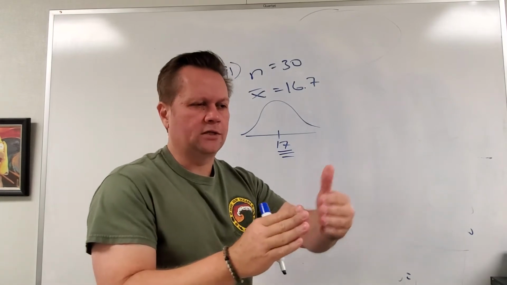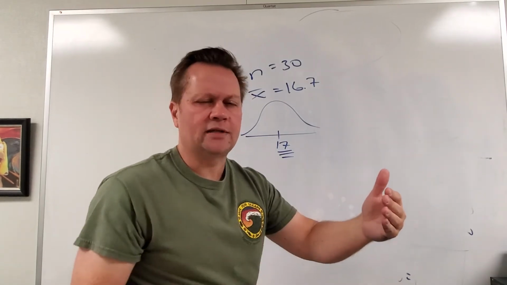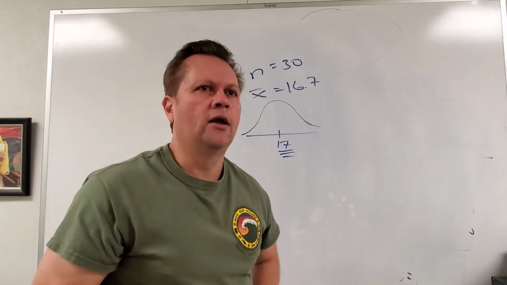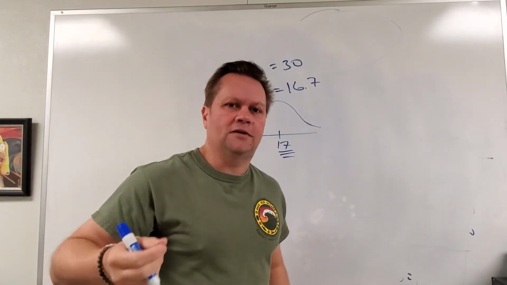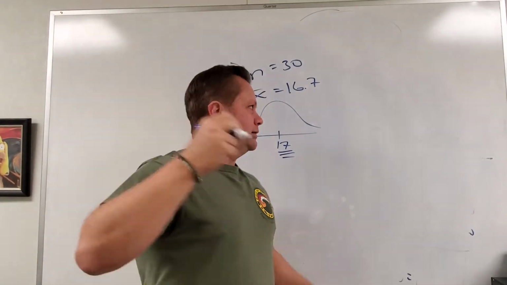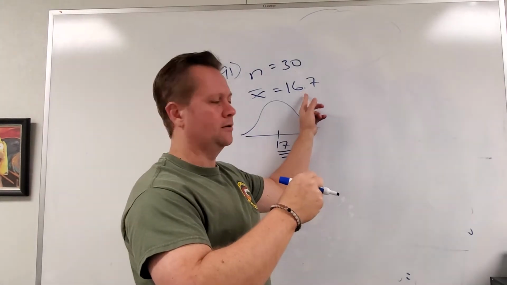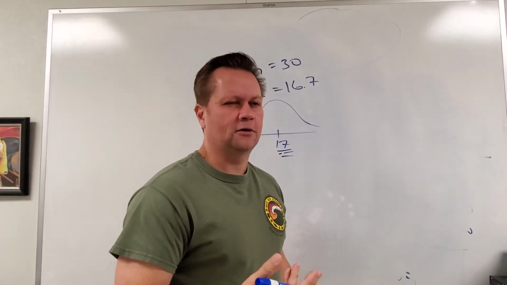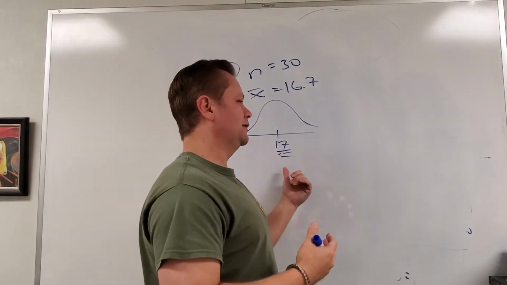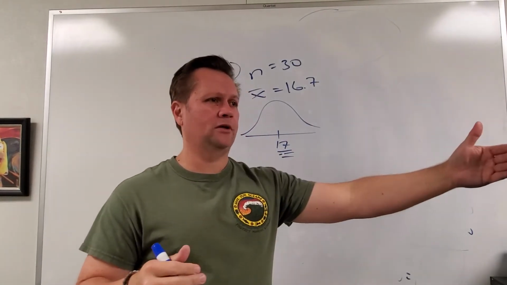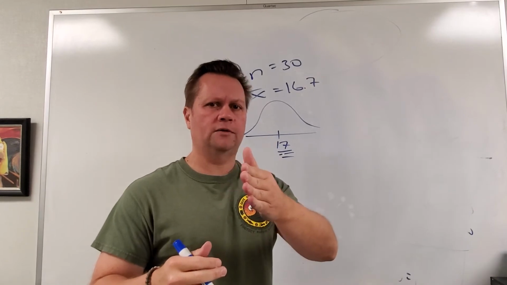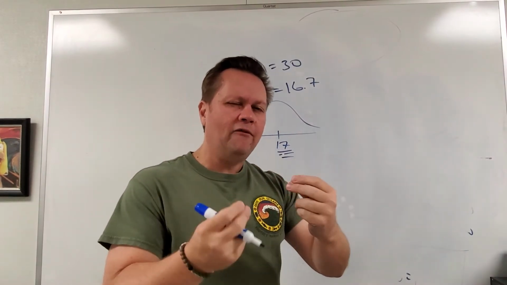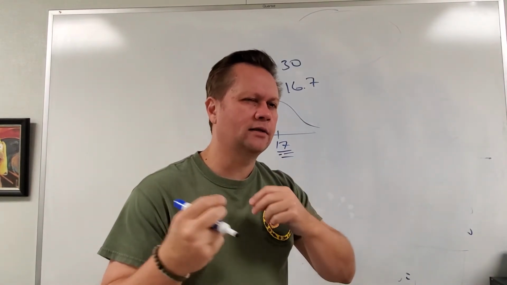We could get a sample that just happened to last a little longer and a sample that just happens to last a little shorter. The real question is, do we see something very far away from what they claim? If they say it's 17 and we take a sample and our sample is so far away from 17, that is evidence that they are lying or that something is wrong.